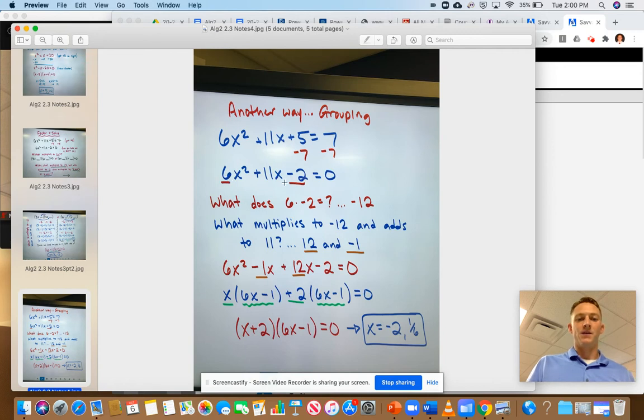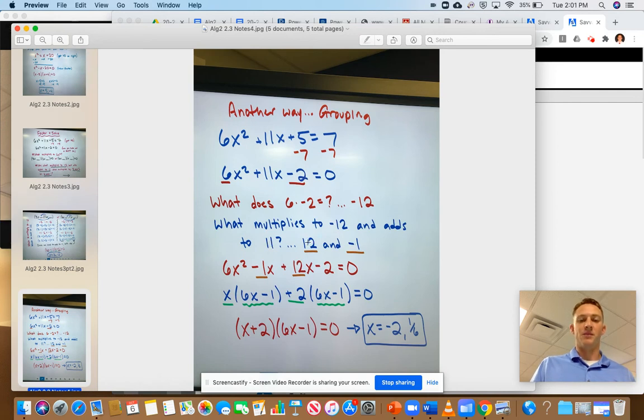Now we're going to take these two numbers on the outside and multiply them. 6 times negative 2 is negative 12. We just multiplied our outside numbers. All right, so what multiplies to negative 12 but also adds to 11? 12 times negative 1 is negative 12, and 12 minus 1 is 11.